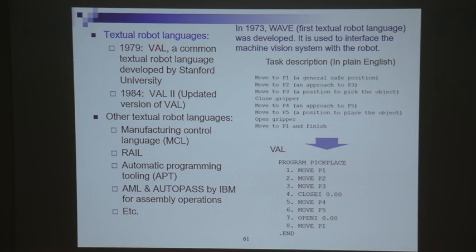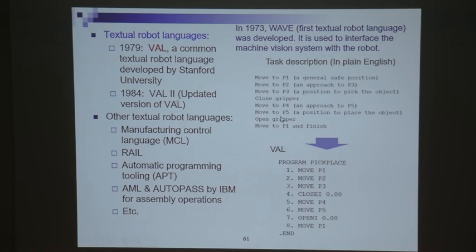So at that point in time, the robotic community had started using machine vision. Digital electronics, digital image processing and machine vision systems had developed to a certain stage where they could be used together. So this is in 1973. But the first common textual robotic system was developed in 1979. This is known as the VAL system. In 1984, there was an upgrade, known as VAL2.